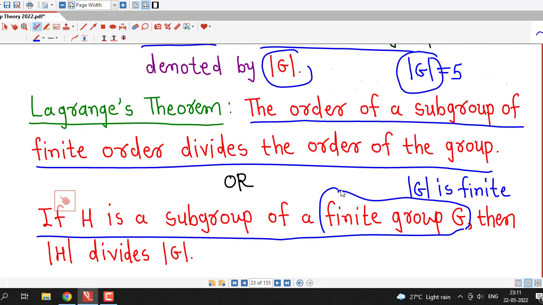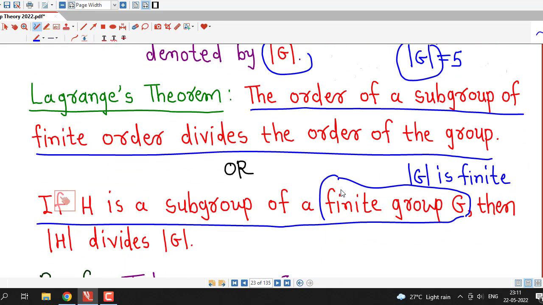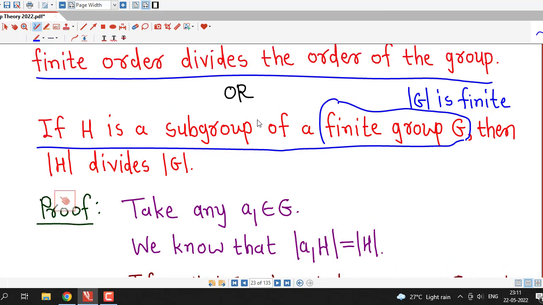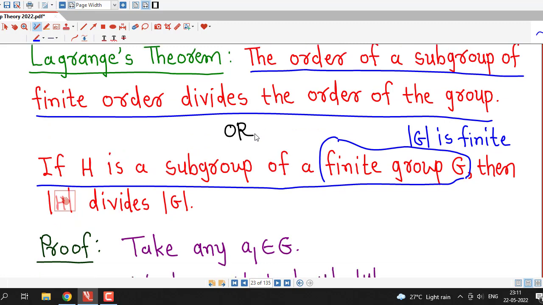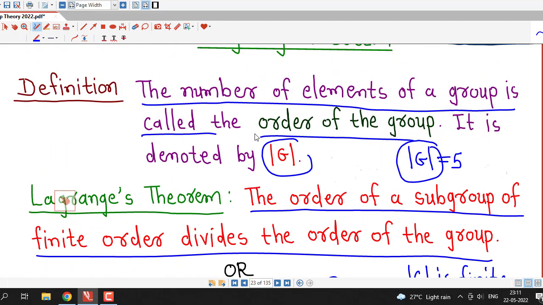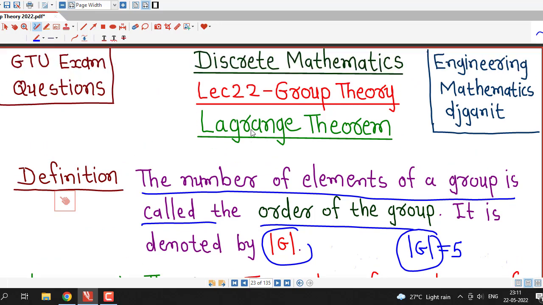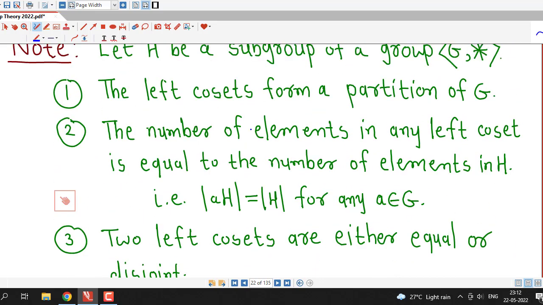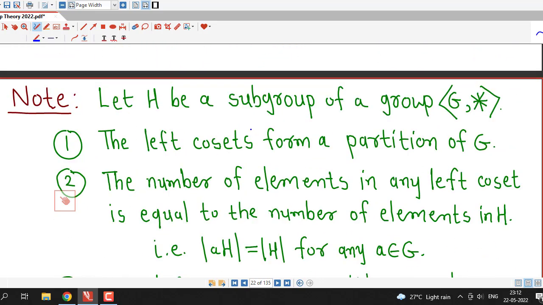So we are going to prove this theorem, Lagrange theorem, which says that the order of subgroup always divides the order of the group. Now in the proof of Lagrange theorem we are going to use properties of cosets which we have discussed in earlier lectures. So we just recall the properties of cosets which we are going to use in proving Lagrange theorem.